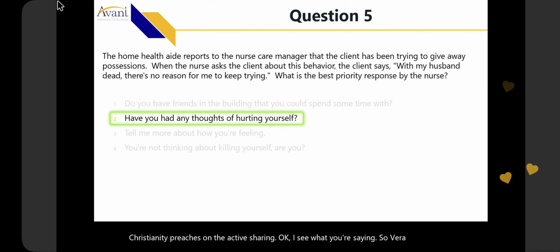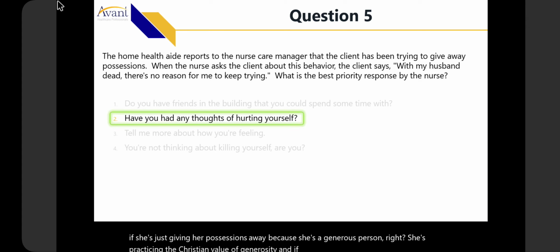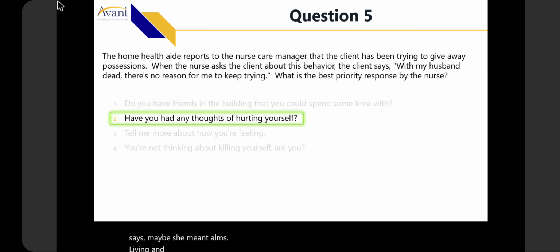So Vera's saying, what if she's just giving her possessions away because she's a generous person, right? She's practicing the Christian value of generosity. And if that were the case, then when the nurse went to ask her about that, what would she have said? Well, I have so much, I want to share it with the people that are around me, right? Jonathan says maybe she meant almsgiving, and that's kind of what it is, yeah. But that's what she would have said, right?